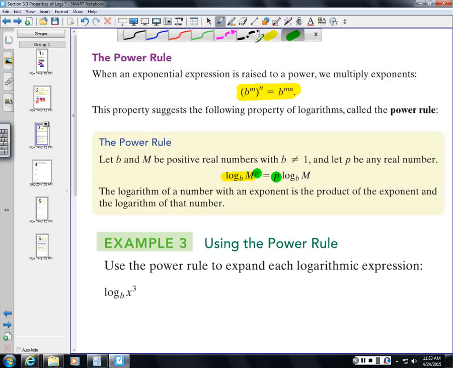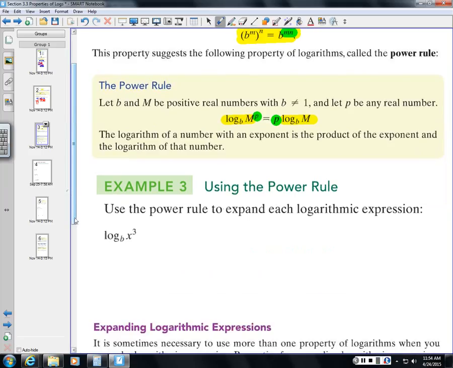And that's where you can see the relation, because the power rule of exponents deals with you multiplying those exponents. And here, the similarity is you're taking that exponent and multiplying it by the entire log. And those are actually equivalent logs. So that's our idea of expanding out the log with a power rule.